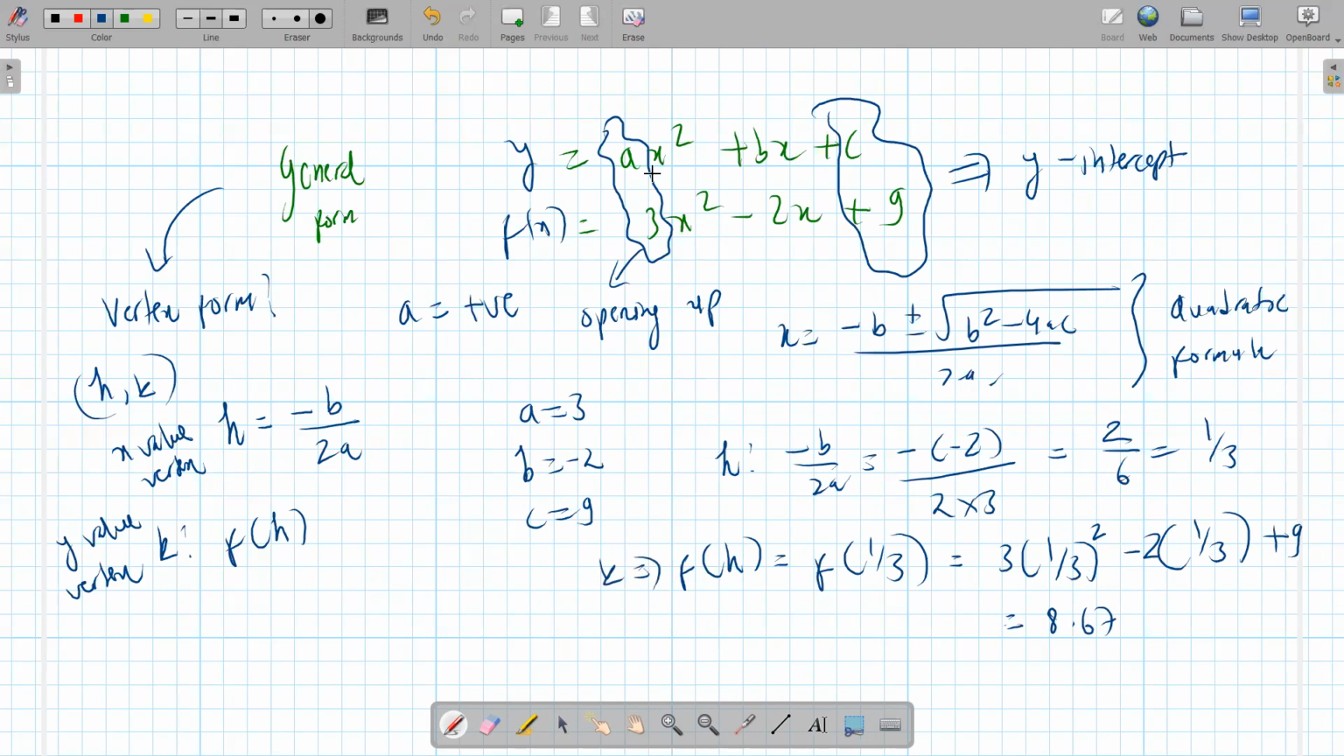So what does this mean? This means this function has no x-intercepts because we know the y-intercept is 9, and the vertex is at 1 over 3, or 0.33, and 8.67. So right there is the vertex, and it's opening upwards. So this function has no x-intercepts.